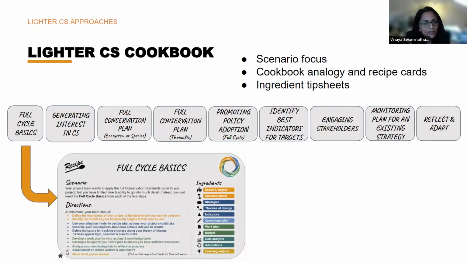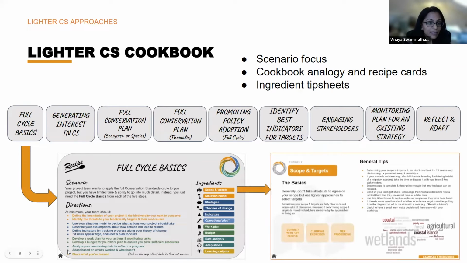For each of these scenarios, we're really building on a cookbook analogy. So imagining that each scenario is a dish that a conservation team wants to prepare. For each dish, we have a recipe card that includes a description of what the dish is, directions for how to cook it, and the basic ingredients, what you need to prepare the dish. So in this example here with the full cycle basics, this recipe card includes all of those components, and the ingredients in that recipe card, what's listed on the right, are the different substeps of the conservation standards that are relevant to that specific scenario.